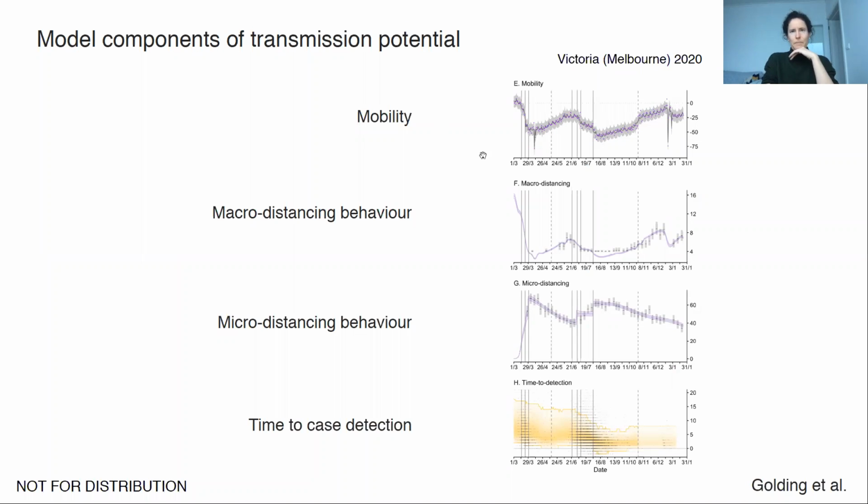And you can see, in each of these plots, the vertical lines are showing the dates of implementation of restrictions, the solid ones, and the easing of restrictions is the dashed vertical lines. So you can see with the mobility how people's mobility increases and decreases in response to the changing restrictions. And the macro distancing behaviour, so this is the self-reported rate of daily non-household contacts, and we can see that decreases when restrictions are imposed.